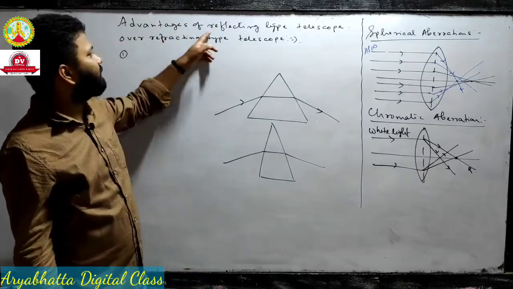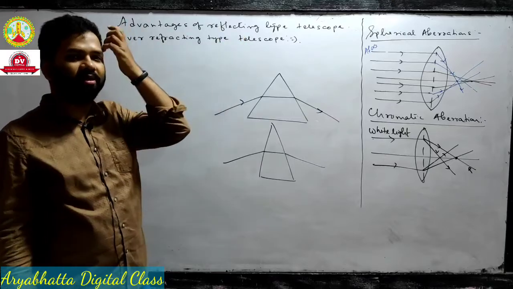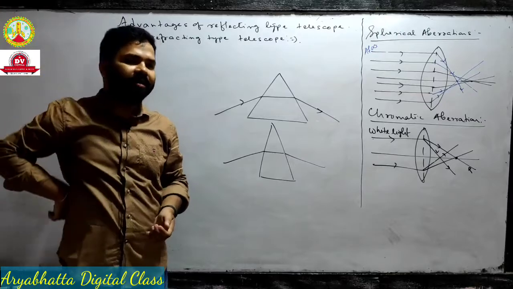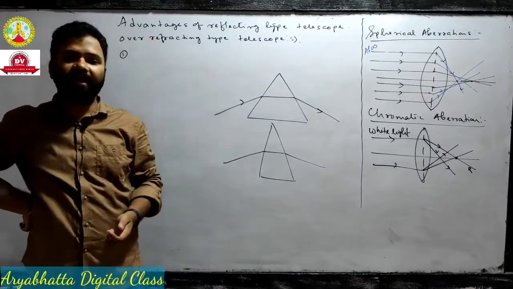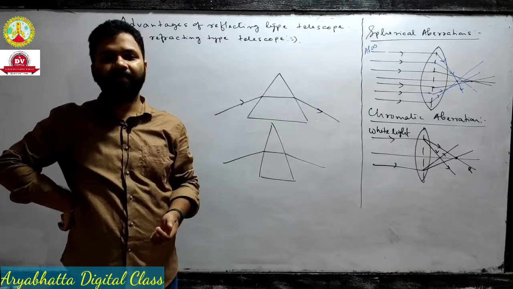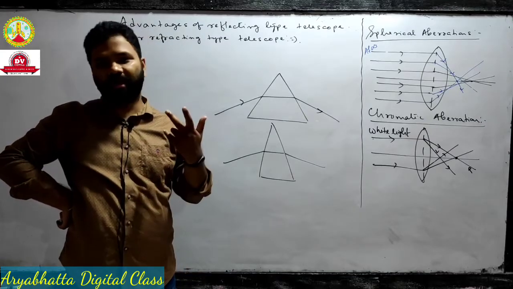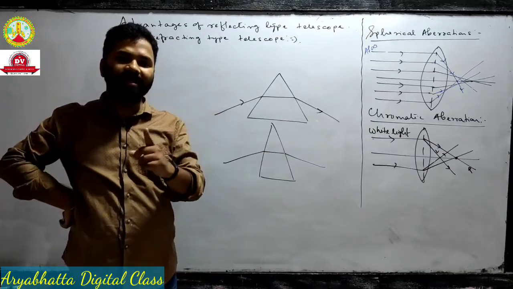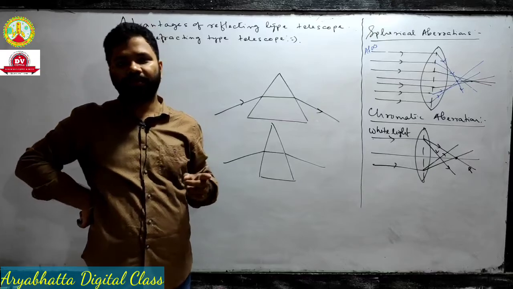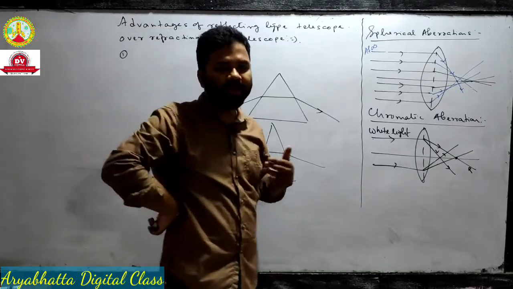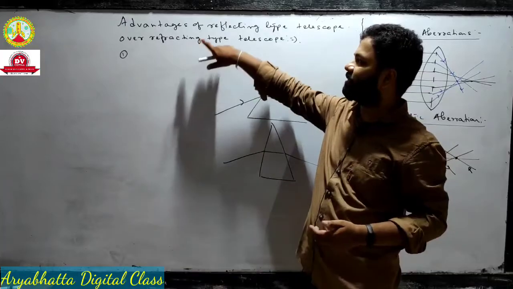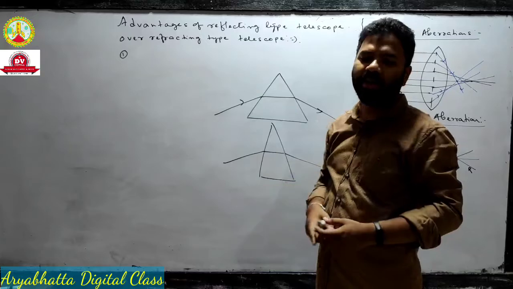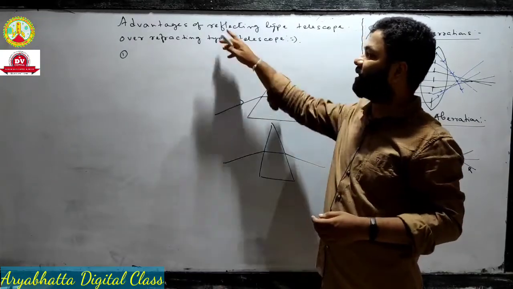This other telescope is known as the reflecting type telescope. As you already know, reflection can be done with the help of a mirror only. It means the reflecting type telescope uses a mirror instead of a lens. In the refracting type telescope, we used 2 lenses, and in the reflecting type telescope, we will use 1 lens and another one will be a mirror. In your exam, they will simply ask: what are the advantages of reflecting type telescope over refracting type telescope, and second, draw a reflecting type telescope.